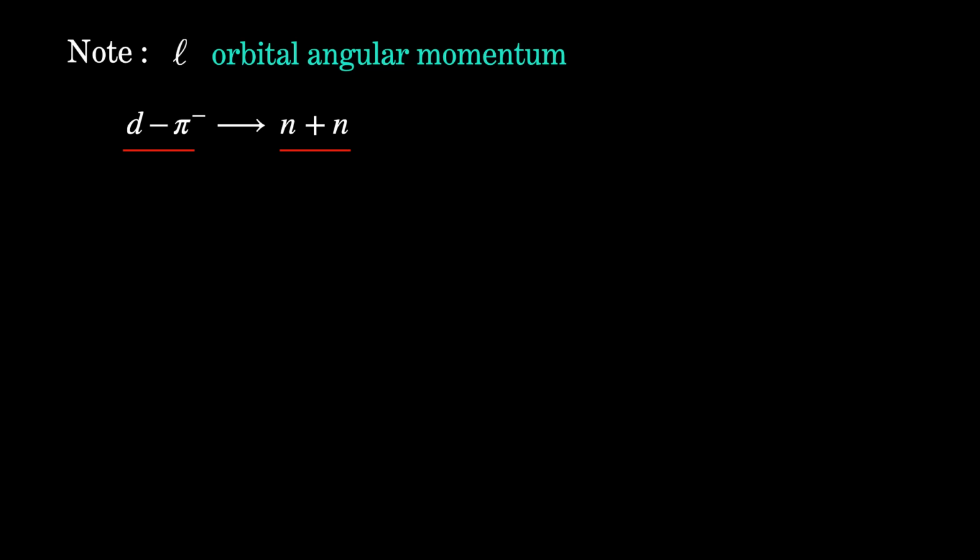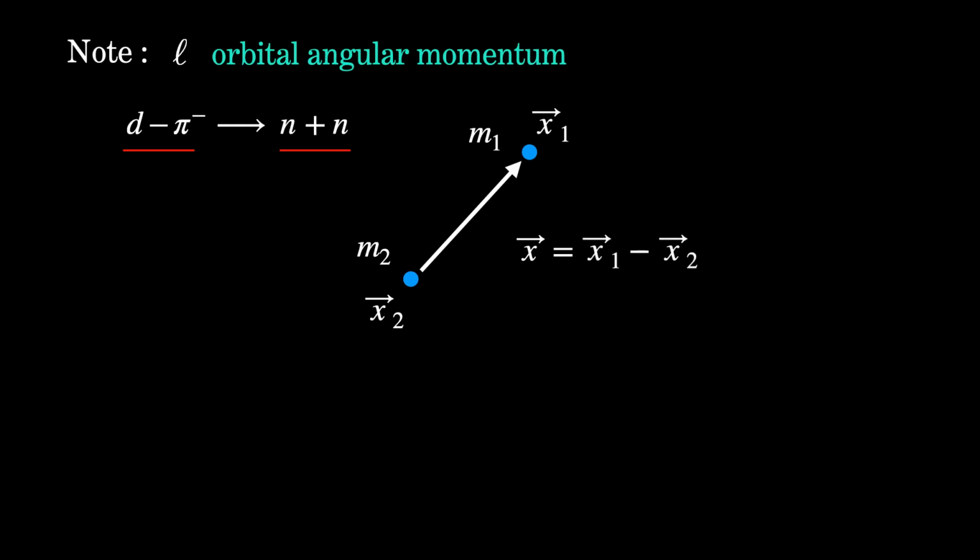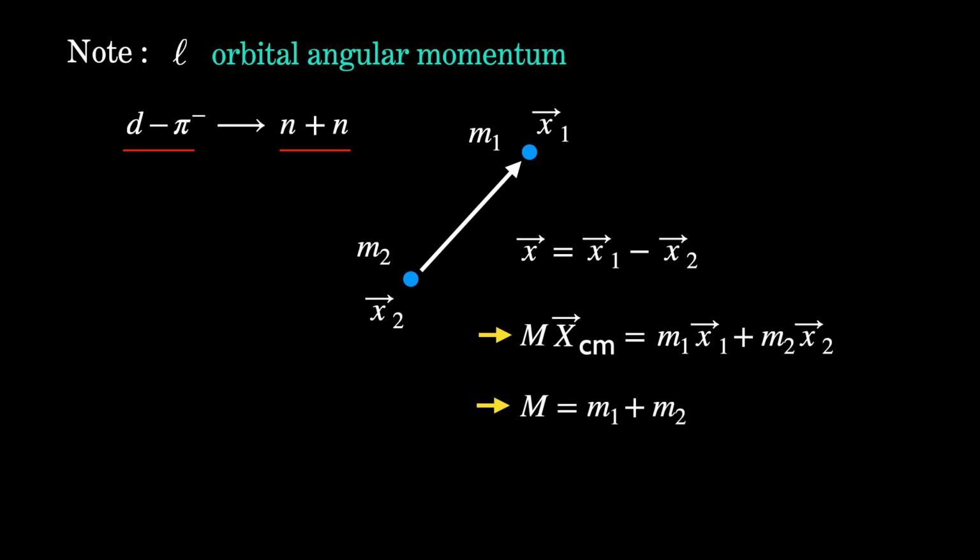But as we are going to show, this problem has an effective single-particle description. L is actually associated with the total orbital angular momentum of the system measured in the center of mass frame. Let's look at a general two-particle system. x measures the position of particle 1 with respect to particle 2. The center of mass position of the system is defined in the usual way. Capital M is the sum of masses.